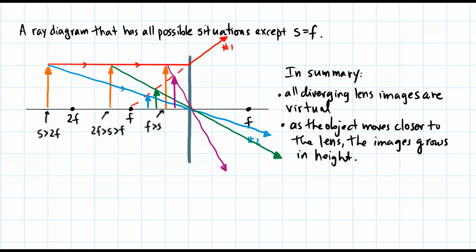In summary, all diverging lens images are virtual. As the object moves closer to the lens, the image grows in height. This is the second lens diagram that you should be able to recreate on your own. I now want to use a Duffy applet for lenses where John Welch, our lab tech, made a modification to this thing.